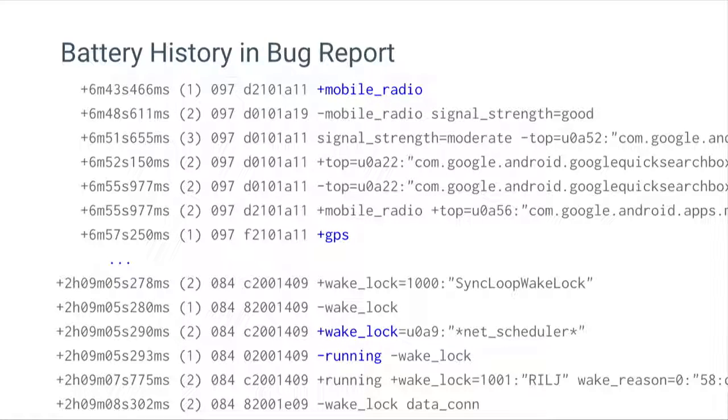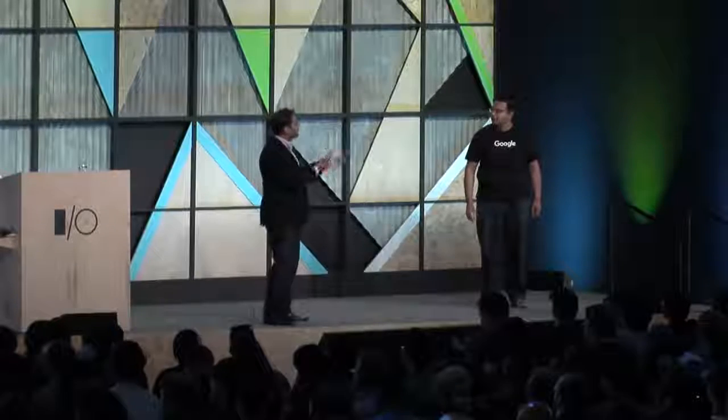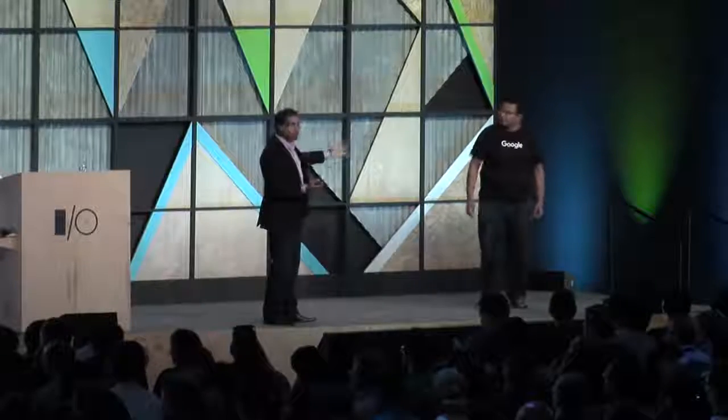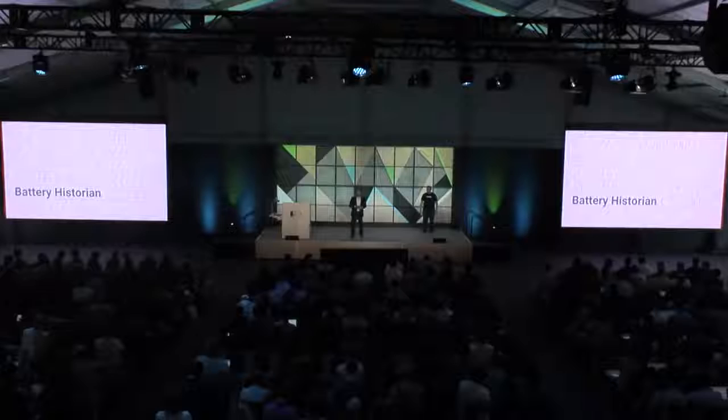Wait, millisecond level granularity? You're telling me that I have to look at this to figure out what's going on with the battery life on my device? Yes. It's going to be hundreds of thousands of lines of this. Well, but it's fairly obvious. You can just make out what the problem is. It's obvious? No, I'm just kidding. Guys? We have a tool that helps us make sense of this entire thing, and that's called Battery Historian.